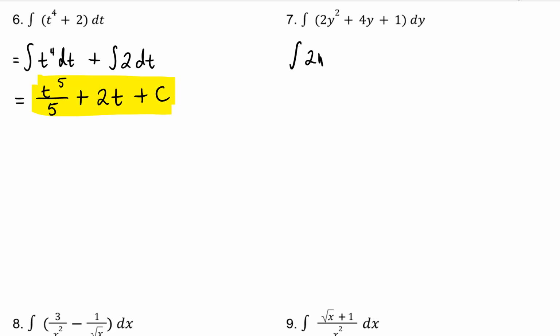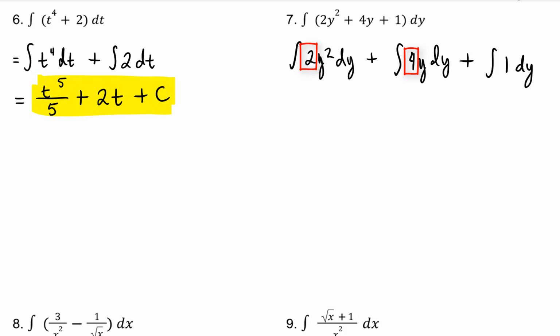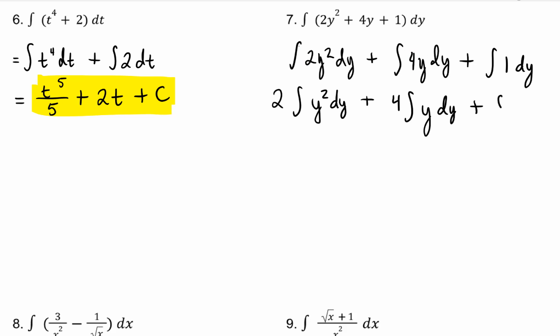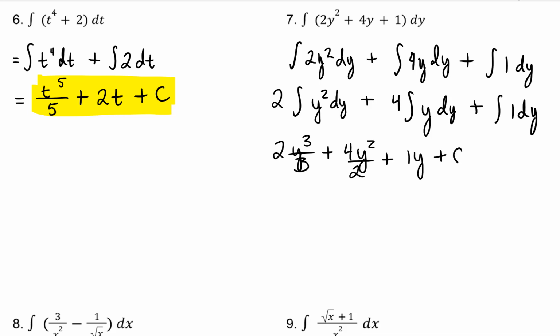Here we can integrate each of these separately with respect to y. We have some scalar multiples that we can take out of the integrand. And now we can use the power rule for integration to find the result. Y to the 3 over 3, y to the 2 over 2, plus 1y plus c.